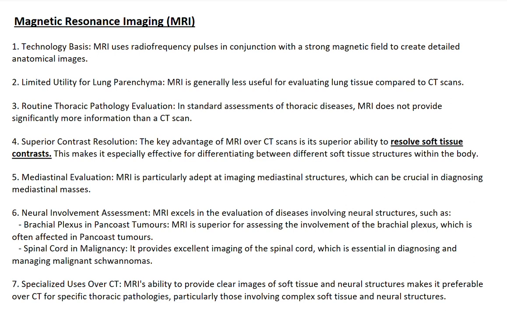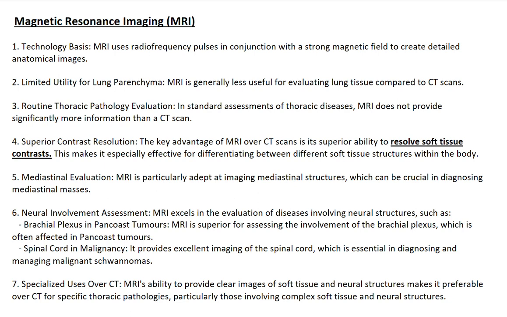4. Superior contrast resolution. The key advantage of MRI over CT scans is its superior ability to resolve soft tissue contrasts. This makes it especially effective for differentiating between different soft tissue structures within the body. 5. Mediastinal evaluation. MRI is particularly adept at imaging mediastinal structures, which can be crucial in diagnosing mediastinal masses.